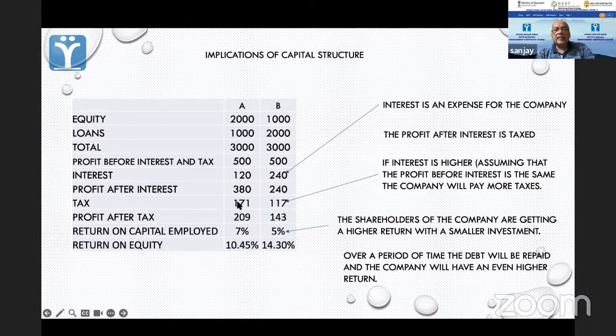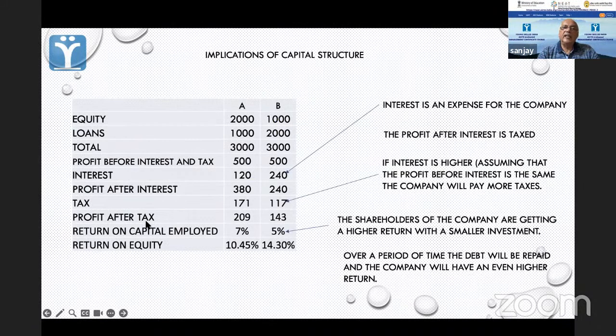Because tax is calculated after interest. So what will happen is, if you have less loans, you will pay more taxes. This is the point which I'm trying to get across. This company has less loans, so it will pay more taxes. This company has more loans, it will pay less taxes, because profit is calculated after taking into account all expenditure, and interest is an expenditure. So by that logic, this company will save on taxes.